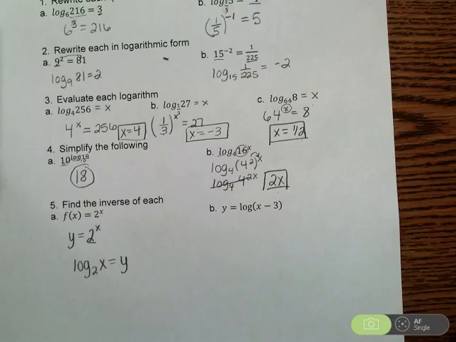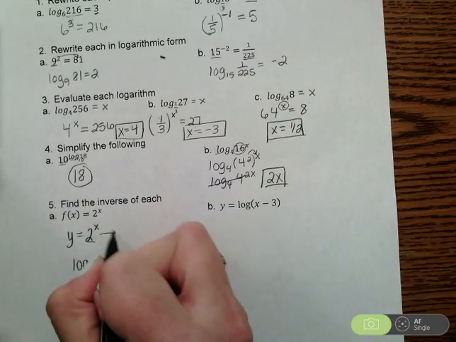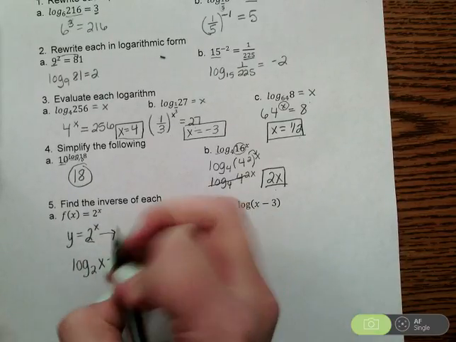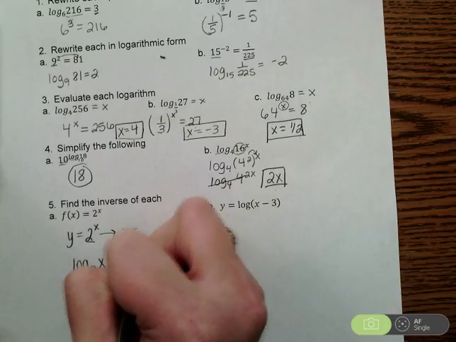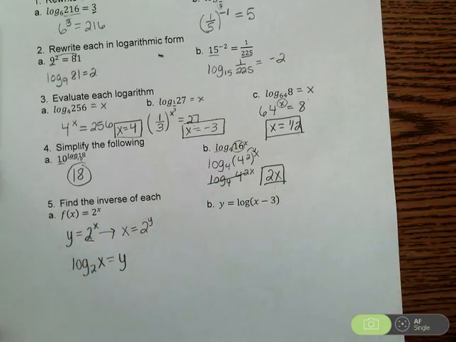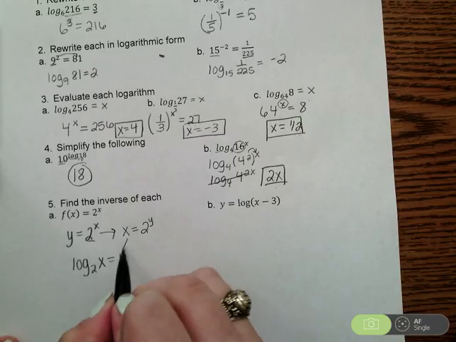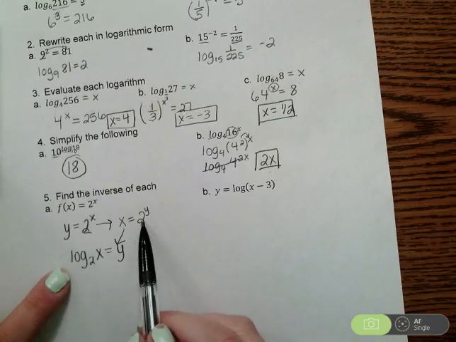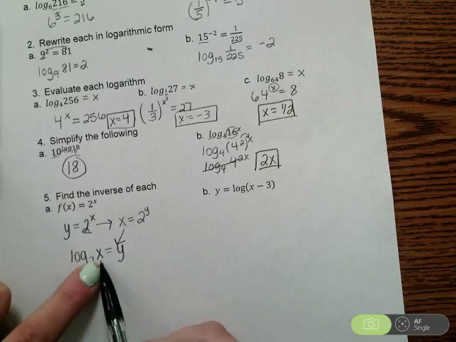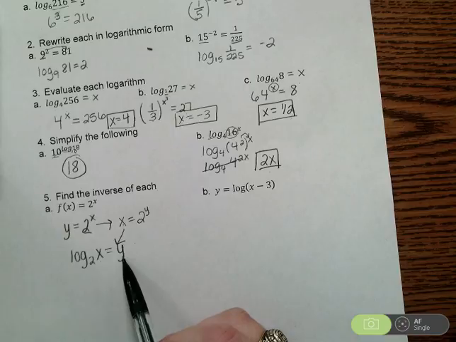So here's how this works. When you're thinking about an inverse, remember you have to switch the x and the y first. That's the idea of an inverse. And then you change that to the logarithm form. So the base stays the base, the answer is what you're taking the logarithm of, and the exponent is your new answer. Hopefully that helped a little bit.